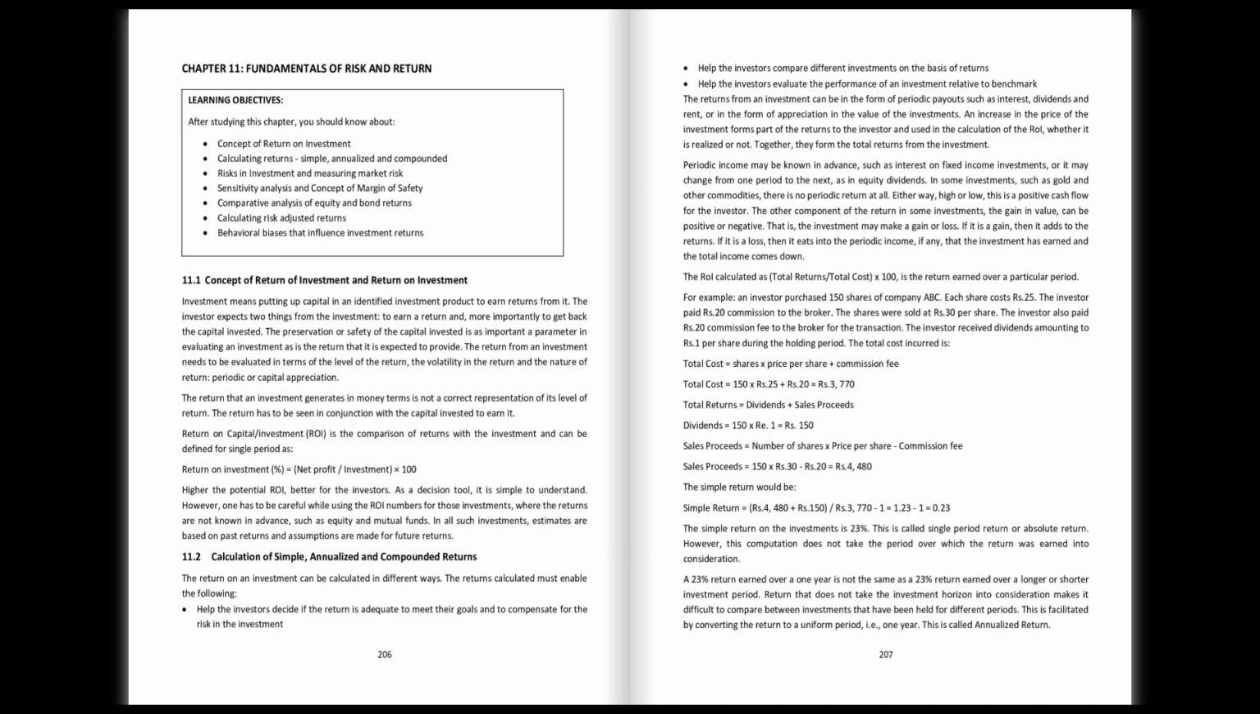The other component of the return in some investments, the gain in value, can be positive or negative. That is, the investment may make a gain or loss. If it is a gain, then it adds to the returns. If it is a loss, then it eats into the periodic income, if any, that the investment has earned, and the total income comes down. The ROI calculated as total returns divided by total cost times 100 is the return earned over a particular period.